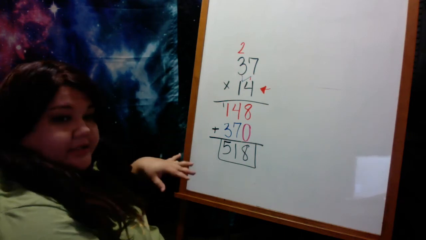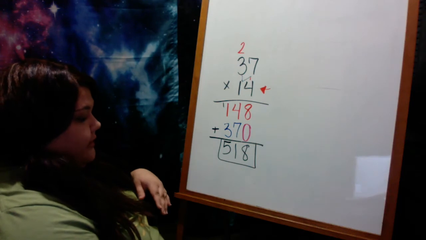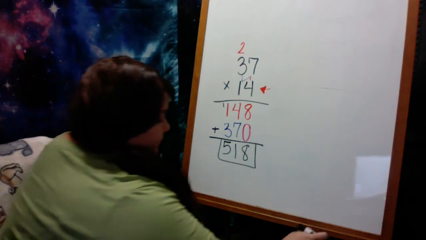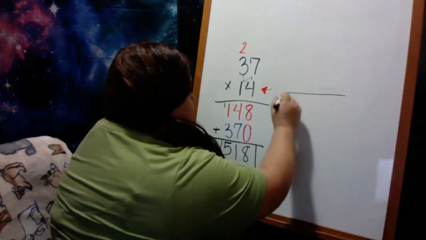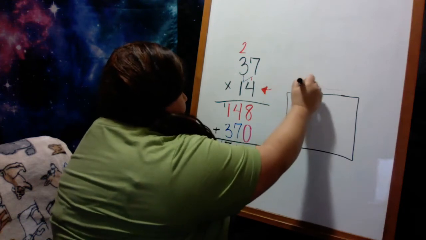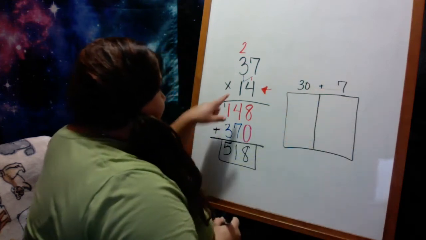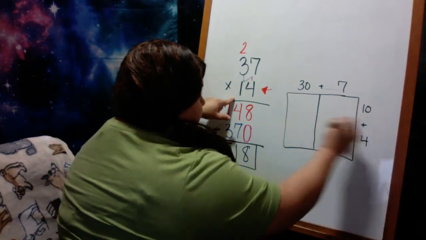Now, quickly, and just on this first one, off to the side over here, I'm going to show you the area model, the model we worked on yesterday. This is the way to do the math. We're going to see how it matches up. So I'm going to go ahead and make my window. And I have 30 and 7 for my 37. Then over here, I have 10 and 4 for my 14.